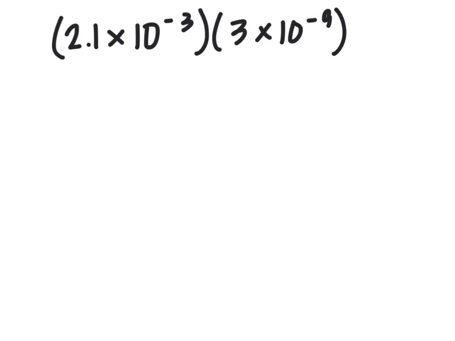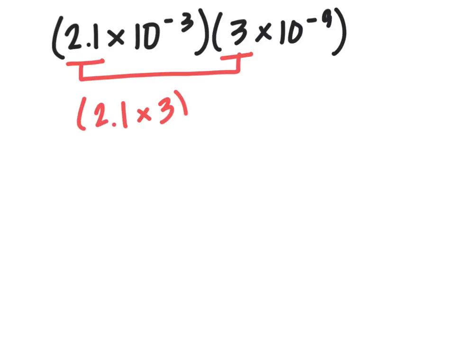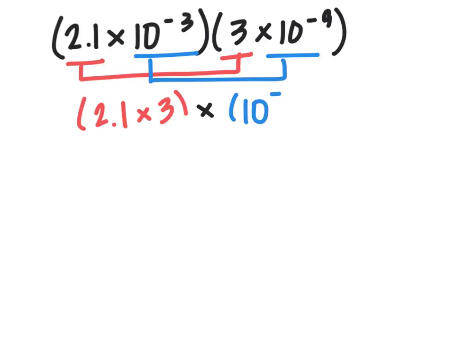Looking at our first example here, we have 2.1 times 10 to the negative 3rd power times 3 times 10 to the negative 9th. Using the commutative property of multiplication, we can go ahead and regroup our leading coefficients or constants and do 2.1 times 3. And using the same approach, group the powers and multiply 10 to the negative 3rd times 10 to the negative 9th.